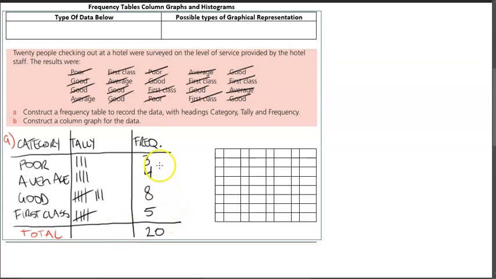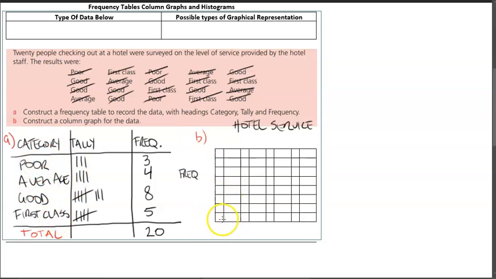Next thing we're going to do is for B, we're going to create a column graph. There's a difference between a column graph and a histogram. When we venture into histograms, I'll show you the main difference. For now, let's put in what the hotel service is as our title, hotel service. And then our labels: on the left hand side, we always have the frequency, the number that is represented by our category. On the bottom would be the context itself, the 4 different choices.